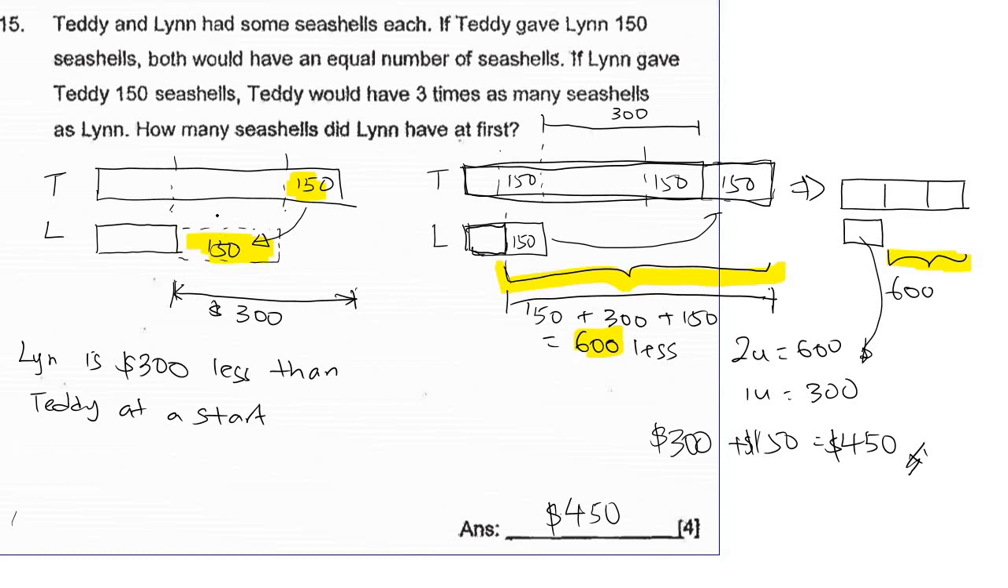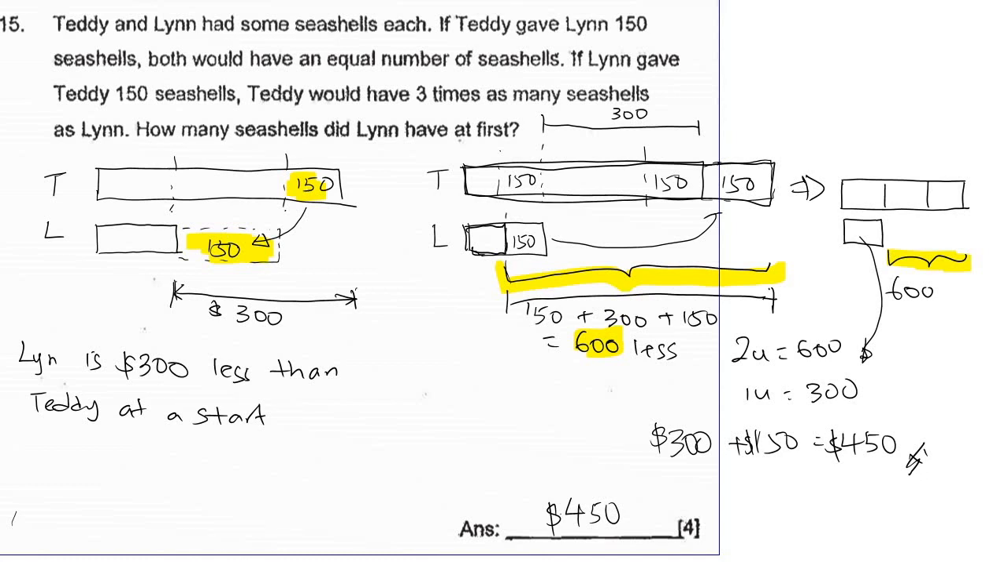Okay, so it's very important that in the first place, you first find that if Teddy didn't give Lynn the 150, how much Lynn has less than Teddy? So Teddy initial is this one. So Lynn is this one. So there are actually $300 difference. So the $300 difference, right, is over here.